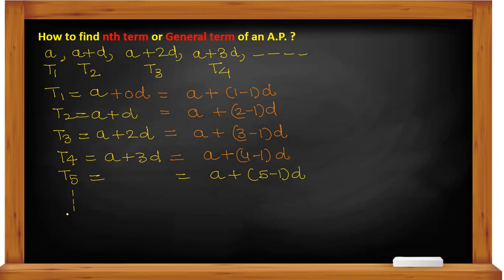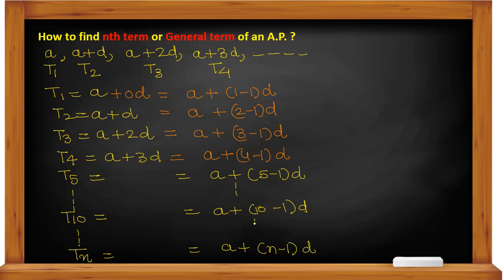Suppose I want to find T10, that is the 10th term, that will be equal to what? It will be equal to a plus (10 minus 1) into d. Suppose I want to find Tn, for any number, it will be equal to what? It will be a plus (n minus 1) into d.